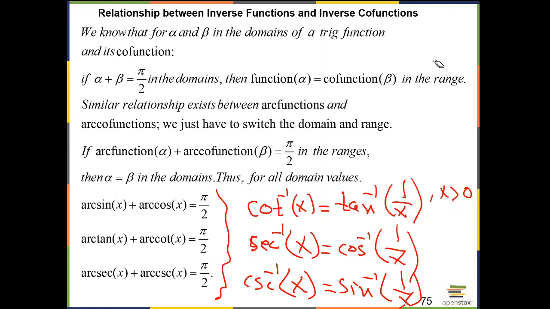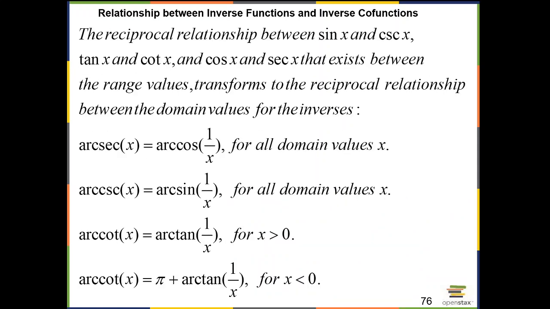And I explained what I just said in the last slide here. You can stop the video and read it, see if it makes sense, okay? All right, so the reciprocal relationship between sine and cosecant, tangent and cotangent, and cosine and secant that exists between the range values transforms into the reciprocal relationship between the domain values for the inverses. And this is a complete picture of that. If you want to use this, you have to make sure that if x is negative, you have to add pi to it to be correct.